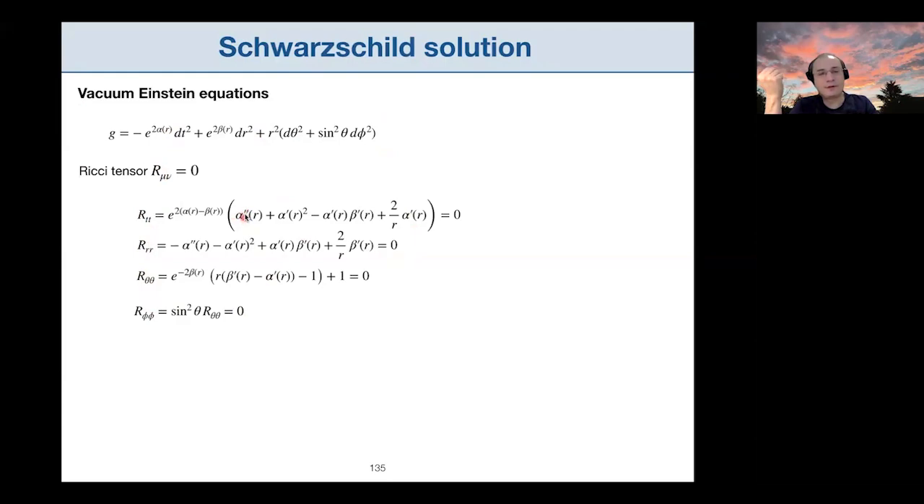They're functions of the first and second derivatives of alpha and beta, and alpha and beta and r. So we get ordinary differential equations for these alpha and beta from assuming that this is equal to zero. But you see, it's easy to see that the fourth equation is just a repetition of the third one. So it's not independent. We just need to solve the first three. And the fourth one we will get for free.